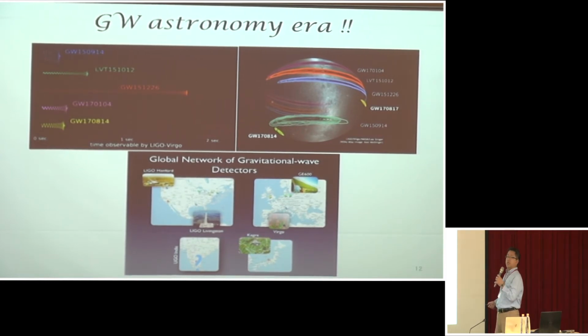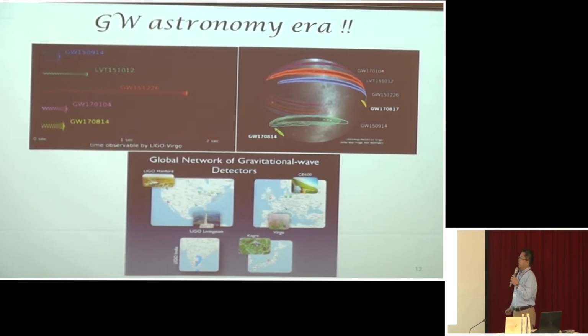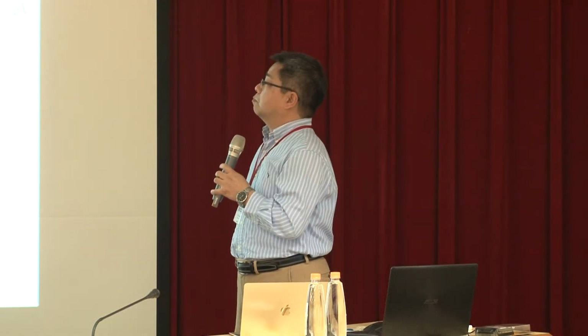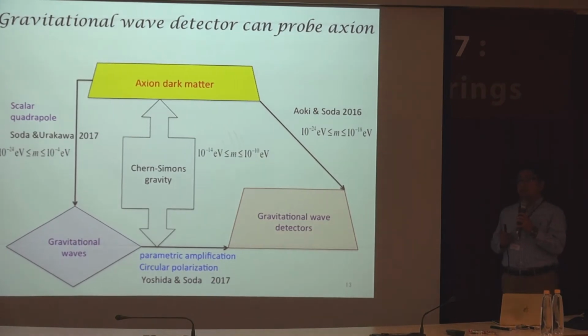And since we have 3 detectors, we can identify the direction of the source. And in the near future, the Japanese detector KAGRA will join this project. And LIGO India will also come into this network. So we are now in the gravitational wave astronomy era. So the point is that gravitational waves exist, and using them we'd like to probe the axion dark matter.